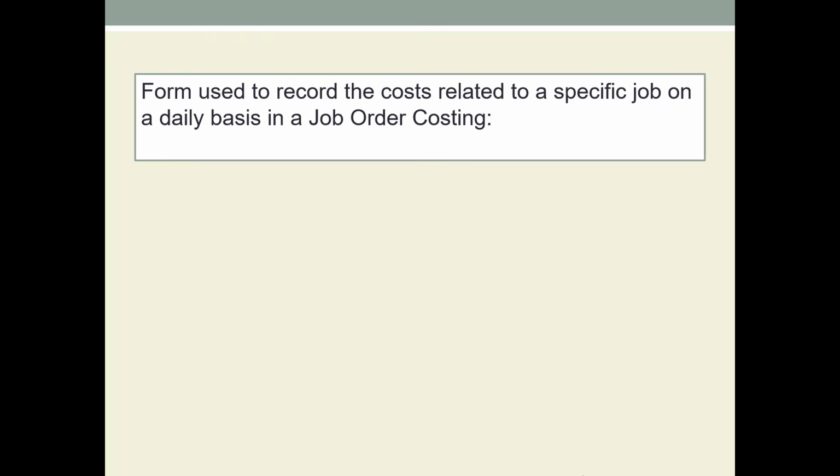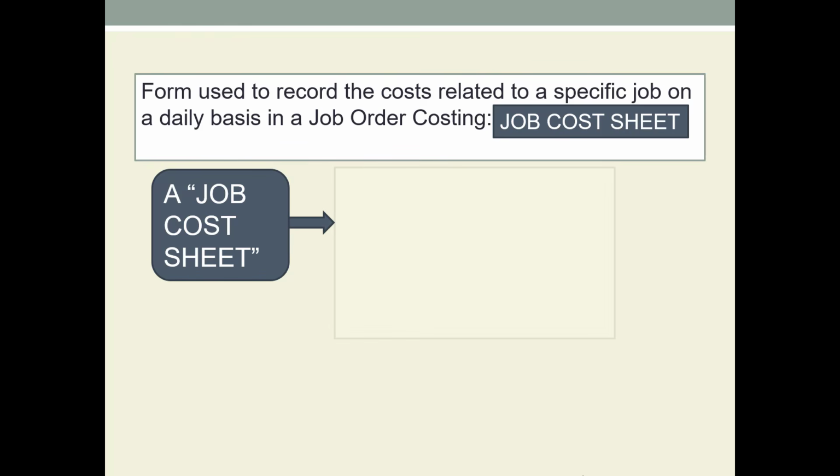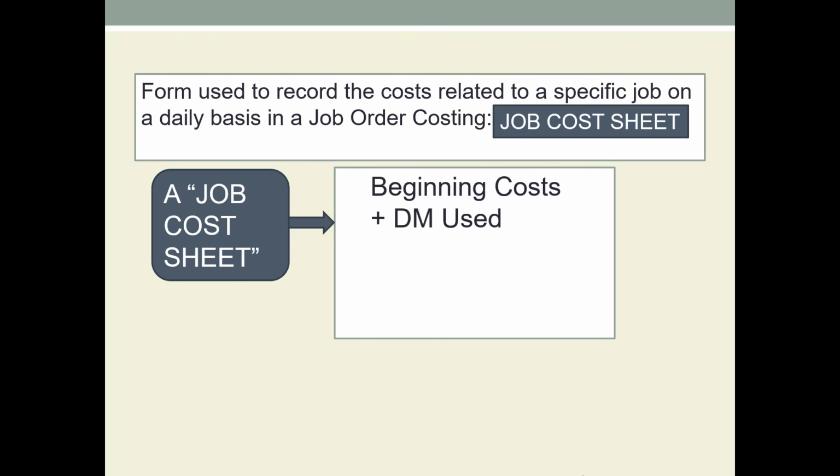And the form used to record the cost allocated to a given job is called the job cost sheet. That is one of the main things we will focus on in this chapter. And a job cost sheet, it's worth noting, will include any beginning cost incurred from a prior period, and you will add direct material used, direct labor, and overhead applied to get total cost for the job.